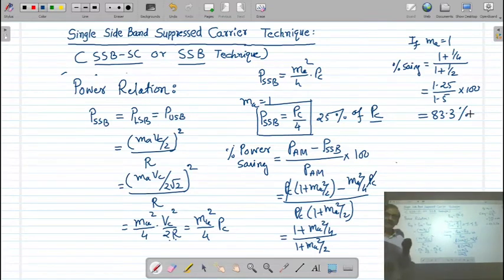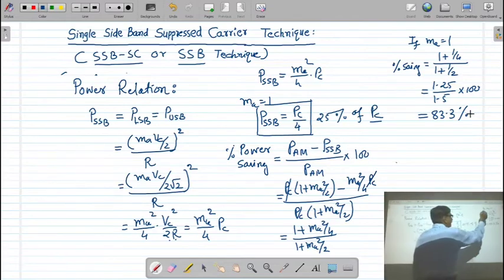Only 16 to 17% is required for the transmission of the SSB wave. And that 16 or 17% is nothing but one-sixth of your total power. Now, whatever the saving of the power is, it also depends on the modulation index. Here we have calculated for mA equal to 1.